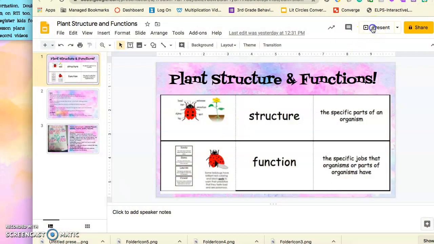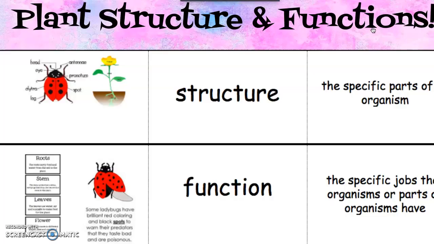So you are going to be able to see this today. We're going to learn about plant structure and functions. Right here it says structure. A structure is the specific parts of an organism. When you have a diagram and you're pointing to all the parts, that's the structure. So here is the ladybug structure, and here's the plant structure.